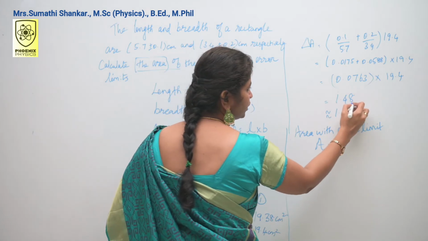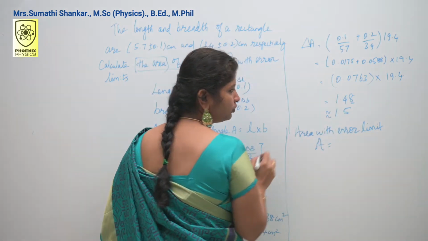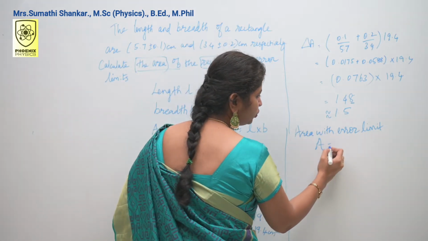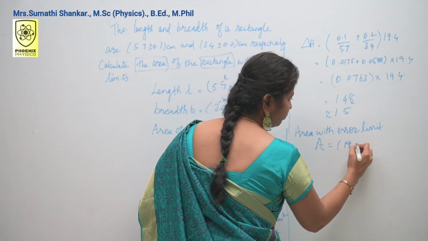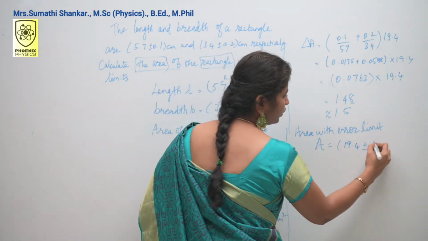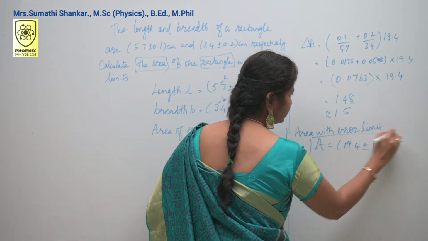Here the second decimal is greater than 5, so I have written it as 1.5. Next one is area with error limit. You know the area. Area is 19.4 plus or minus, what is our error value? 1.5 centimeters square. This is our final answer.